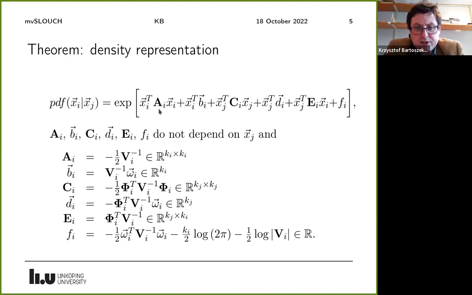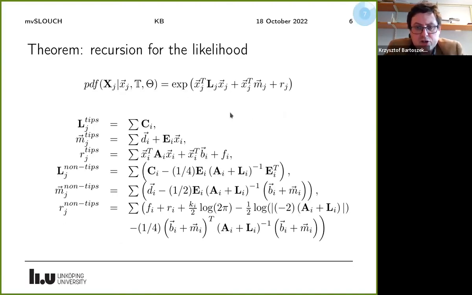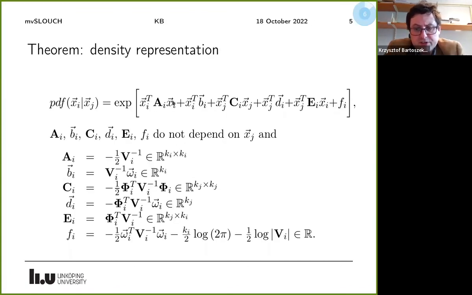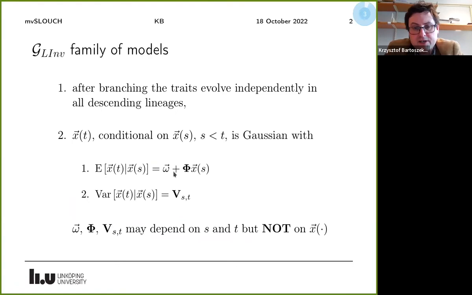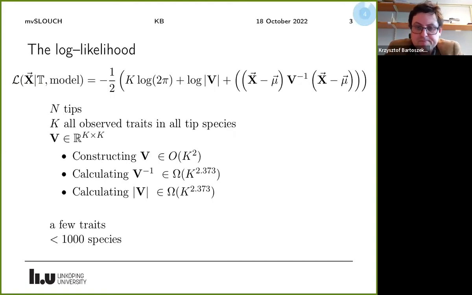And then the key thing is that these A, B, C, D, E, and F terms, of this representation of the Gaussian density, in our case, will be in terms of the covariance matrix change along a particular lineage, and then in terms of this omega and phi that represent the conditional expectation here, right? So basically, I'm rewriting that quadratic form in terms of these omega, phi, and v.